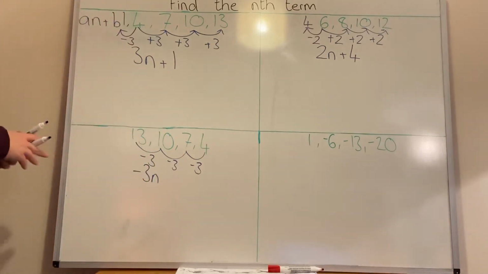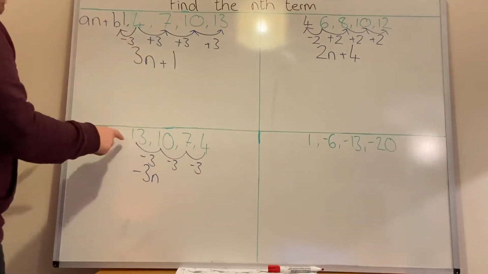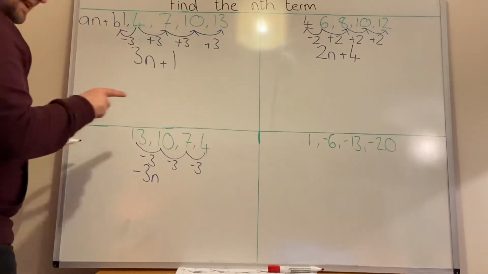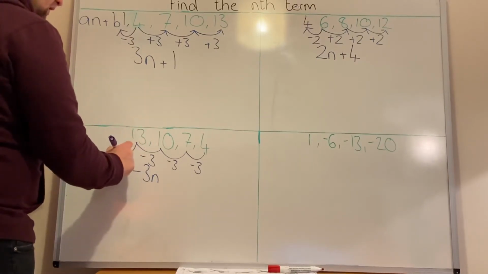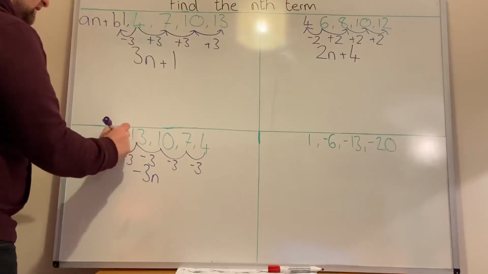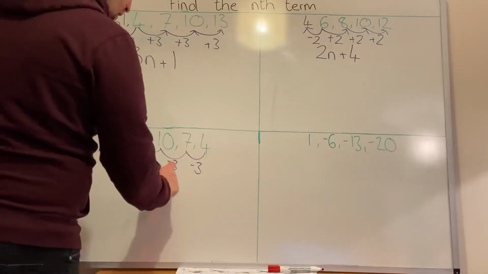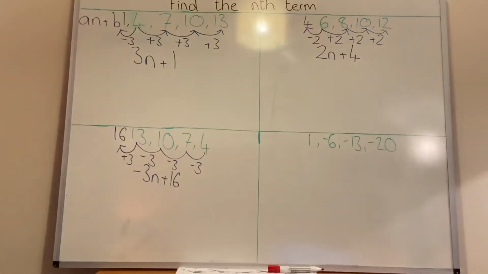Minus 3n. Now remember, to get the second part, we need to find out what comes before the first term. If we're minusing 3 to go that way, we're going to be adding 3 on this way. So 13 plus 3 is 16. So our nth term rule is minus 3n plus 16.